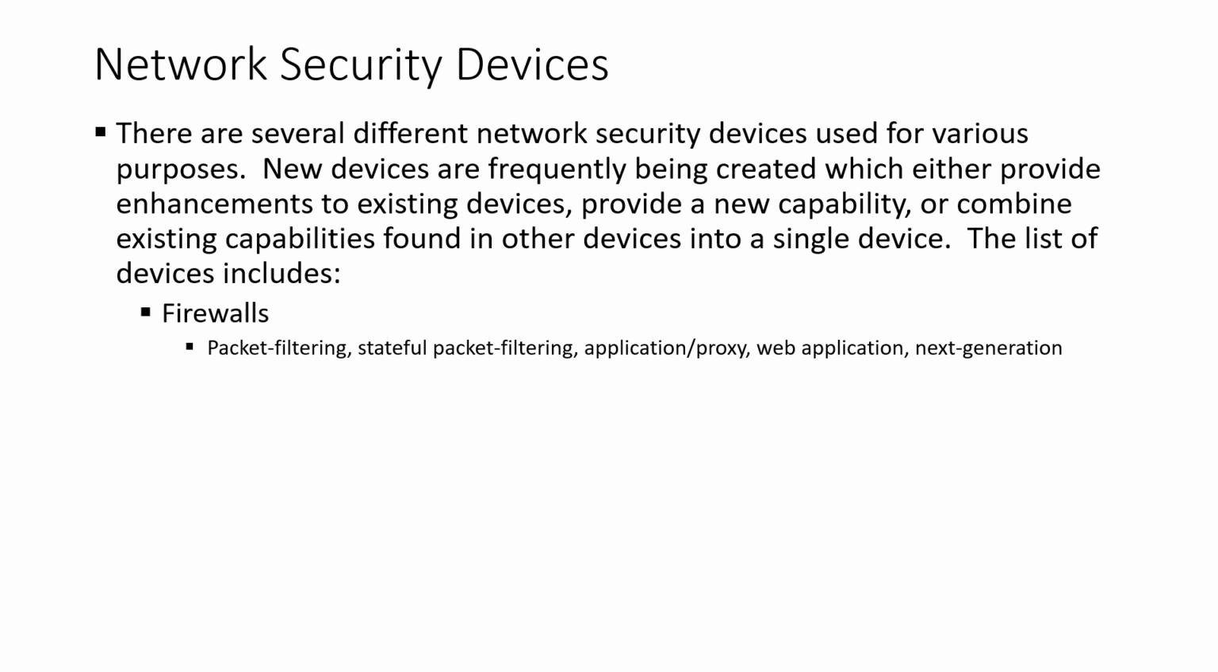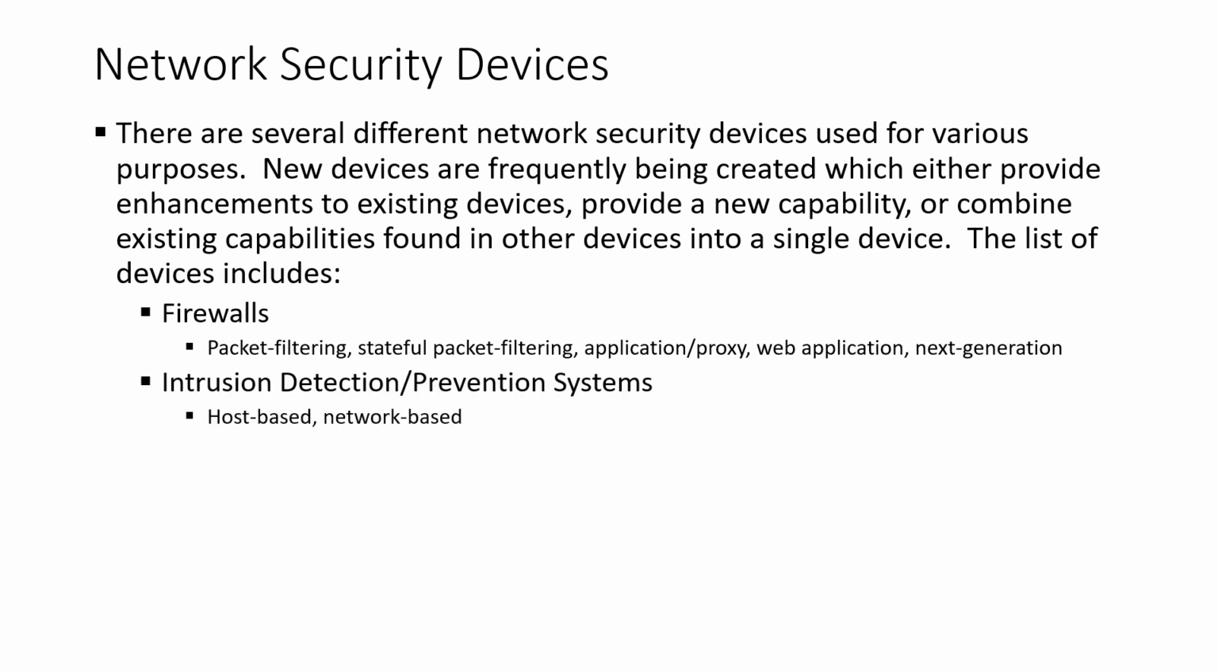firewalls. Firewalls are designed to filter traffic to protect networks from harmful traffic that exists outside of the organization's network. There are a number of different types of firewalls, including packet filtering, stateful packet filtering, application or proxy, web application, and next-generation firewalls. Intrusion detection and prevention systems are designed to detect and possibly protect against intrusive activity that is occurring on a network. They also can come in different forms with different techniques used to accomplish their goals.